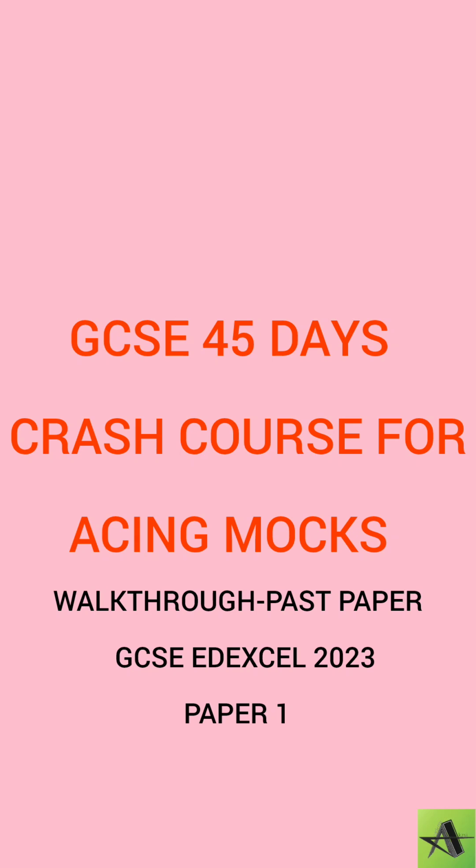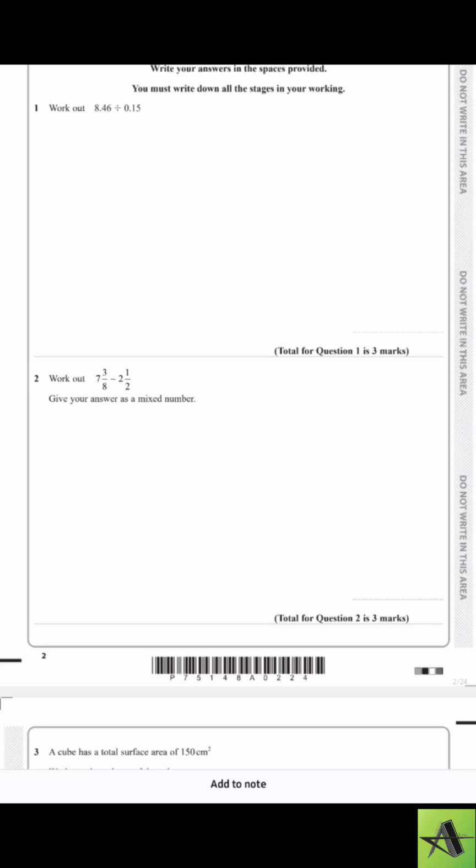Okay, so let me start with this past paper. This is first paper, higher tier, May 2023. So the question one says work out 8.46 divided by 0.15. Because it's a non-calculator paper, we have to do it manually.